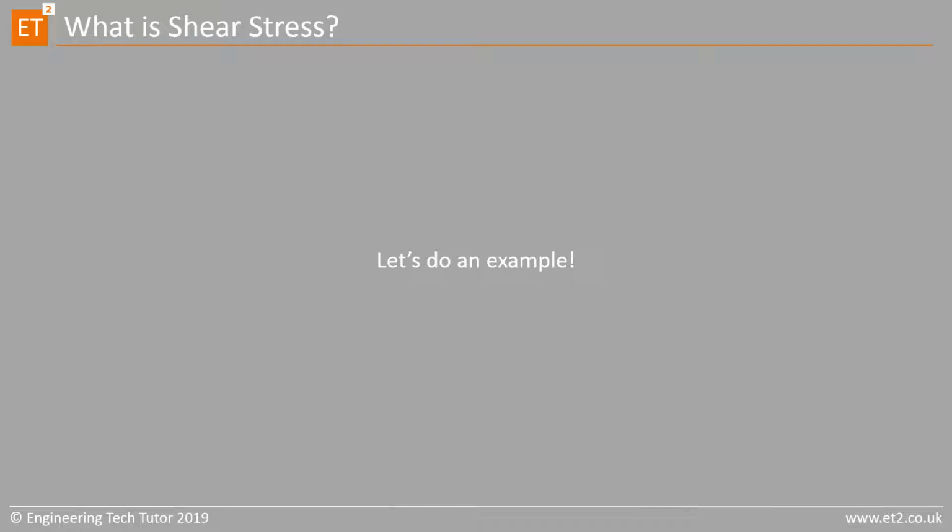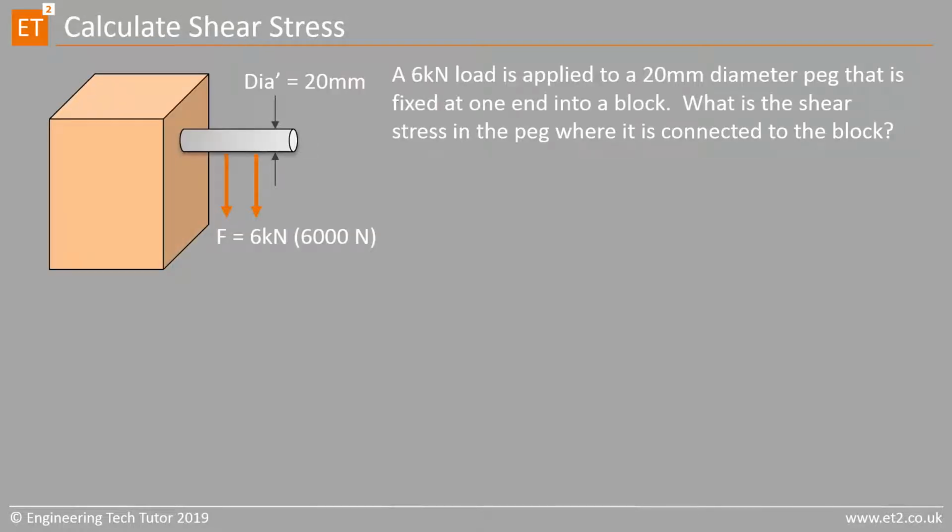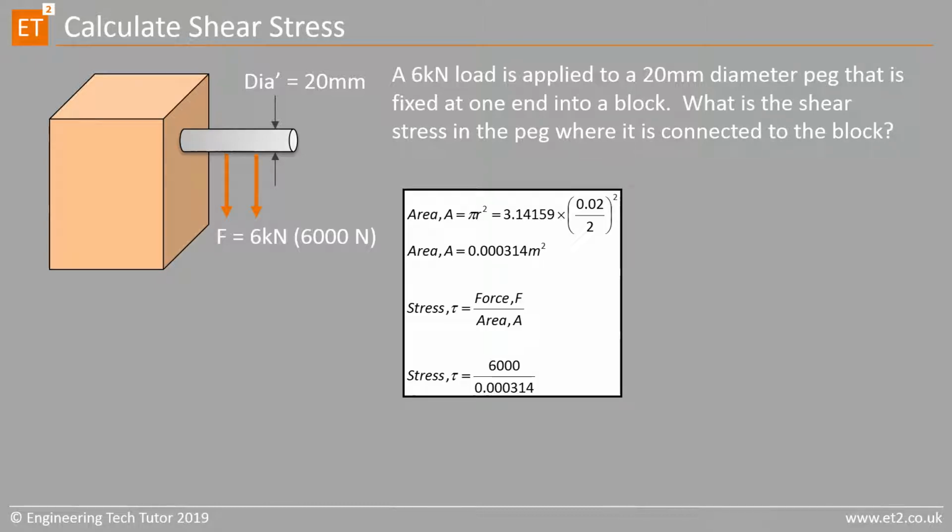Should we do an example? I think we should. Okay, so a 6 kilonewton load is applied to a 20mm diameter peg that is fixed at one end into a block. What is the shear stress in the peg where it is connected to the block? Okay, so fairly typical question you'd find in most science papers. So how are we going to work this one out? Well, let's work through it.